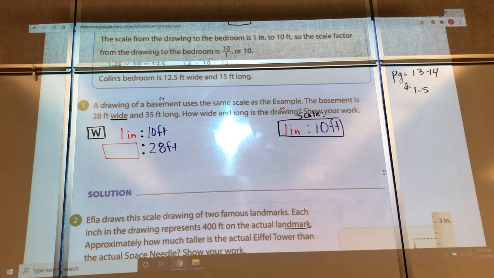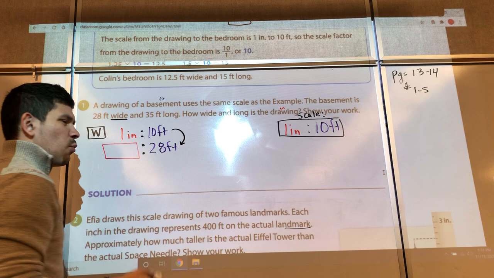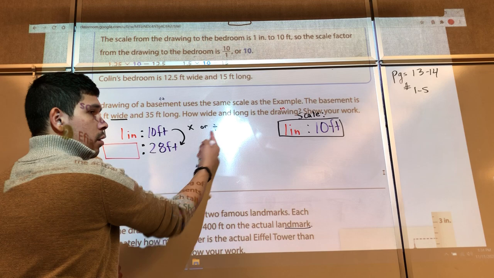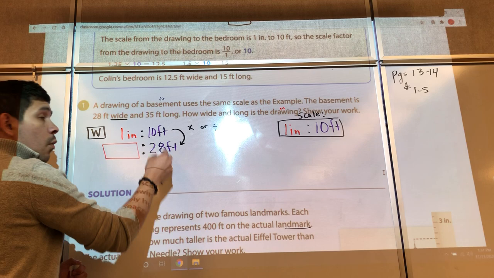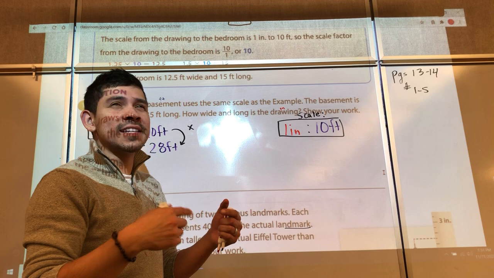So, how do we figure out this number? We don't know what this number is. But we do know we can manipulate with these numbers. 10 to 28. What are we doing? Are we multiplying or dividing? That's a good question. 10 to 28. Do you think that we're getting bigger or smaller? Are we getting bigger, multiplication, or smaller, division? When you look here, we go from 10 to 28, we're getting bigger, so we're gonna be multiplying by a number. What number are we multiplying by? 10 times 1 is 10, 10 times 2 is 20, 10 times 3 is 30, 10 times 4 is 40. Yeah, we didn't get a 28.